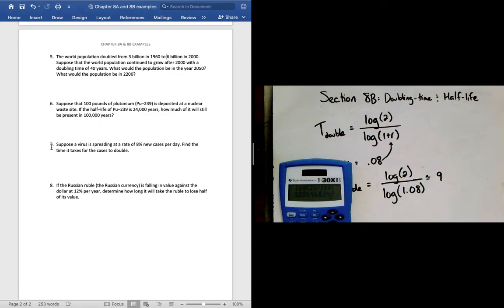Now, 9 what? Is this 9 days, 9 months, 9 years? That depends on what the problem told us. Remember that the problem should be giving us a unit of time so that we can give back a unit of time in our answer. It told us in here that it's growing 8% per day. And so the time that it's going to take to double the number of cases is 9 days. Something that's growing at 8% a day will double in 9 days.